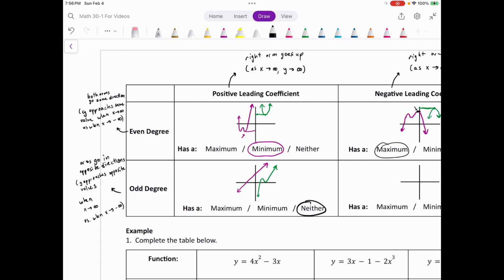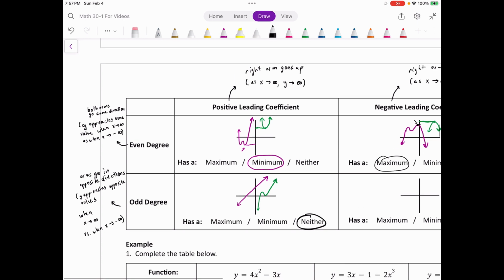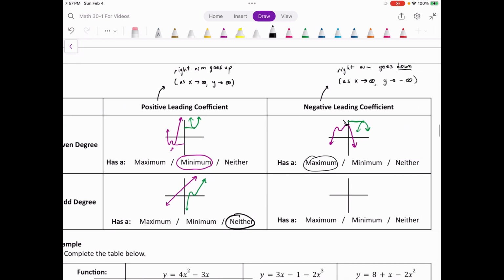So this references back to what I was saying earlier about how odd degree functions can't have zero x-intercepts, right? Because the two arms do opposite things, one's always going up, one's going down. Might be flipped, but one's going up, one's going down. They're going to have to cross the x-axis at least once, right? They're always going to have to cross the x-axis at least once.